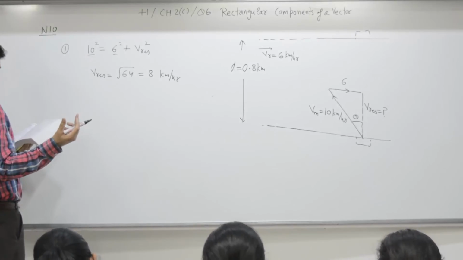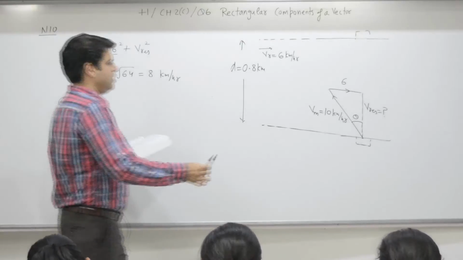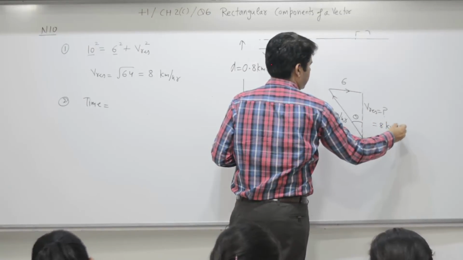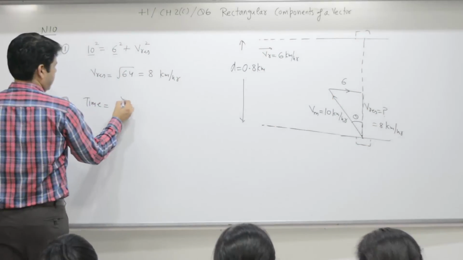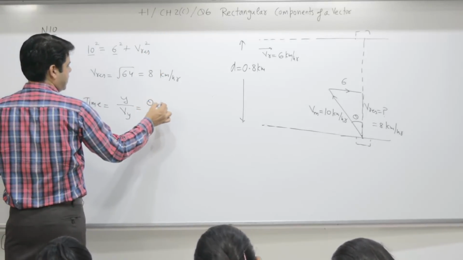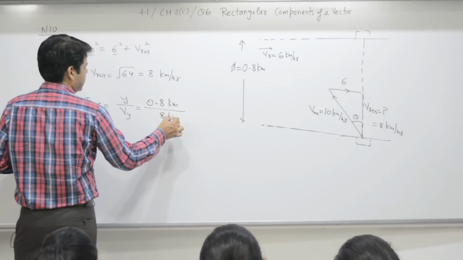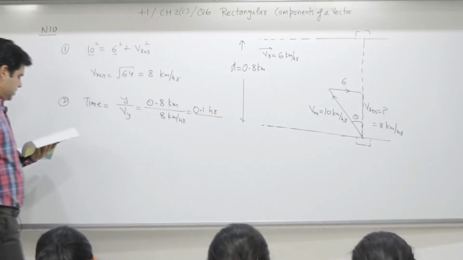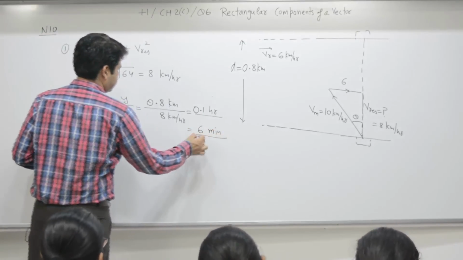This is B part. Second is time. What is the velocity along this line? 8 km per hour. Time is displacement along y divided by velocity along y. Displacement along y is 0.8 km. Velocity along y is 8 km per hour. So what you get is 0.1 hour. Means how many minutes? 1 hour is 60 minutes, so it is 6 minutes.